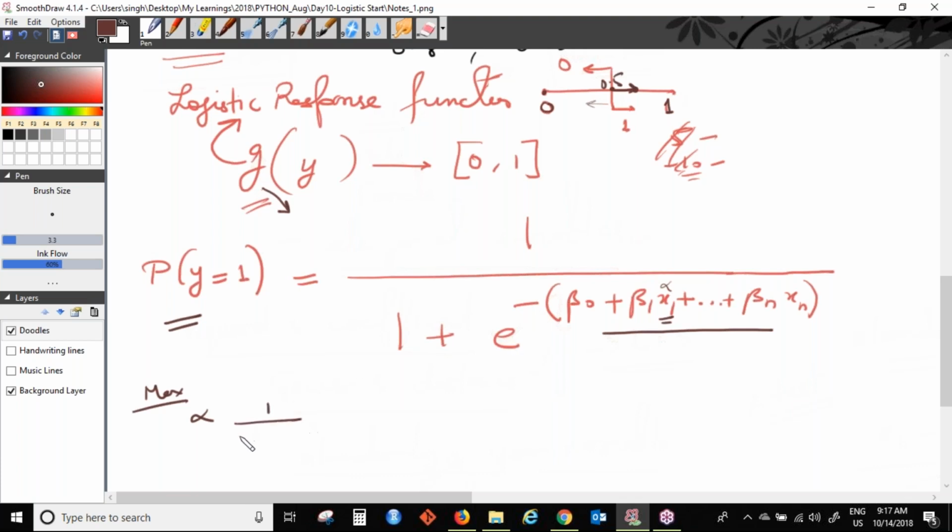So I will get 1 divided by 1 plus e to the power minus infinity. Okay, this is what I will get. So this I can write as 1 plus 1 divided by e to the power infinity. Now e to the power infinity will be infinity, so I'll have infinity in the denominator. So I'll have 1 divided by 1 plus 1 divided by infinity.